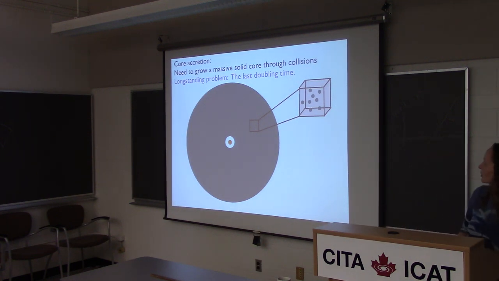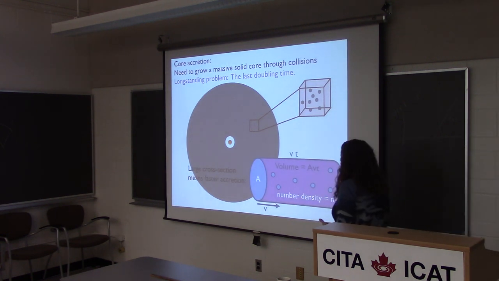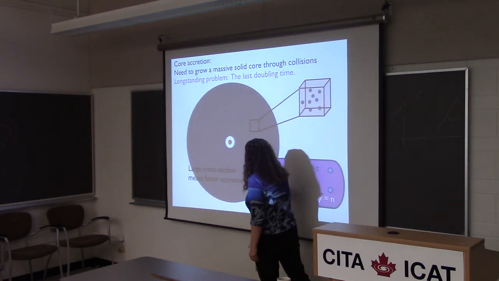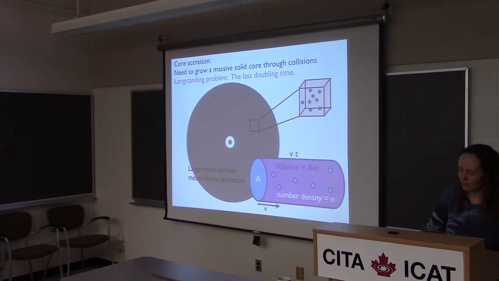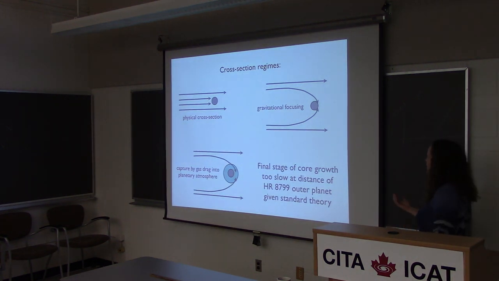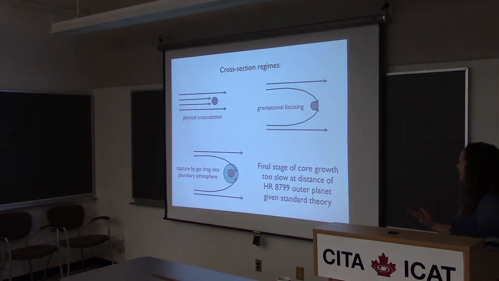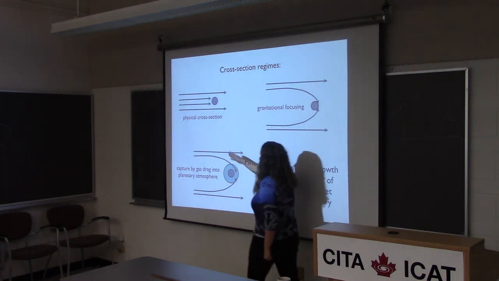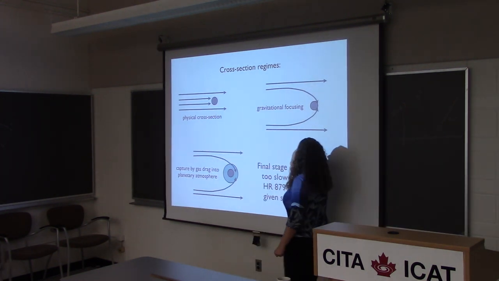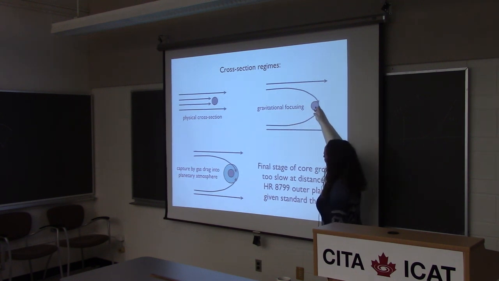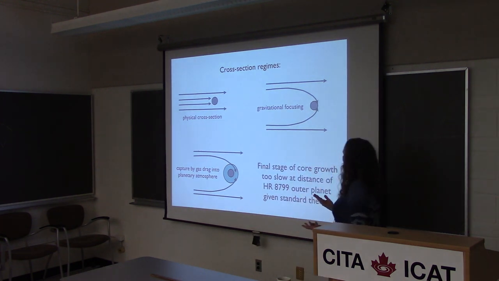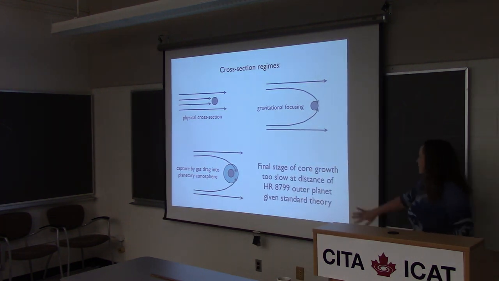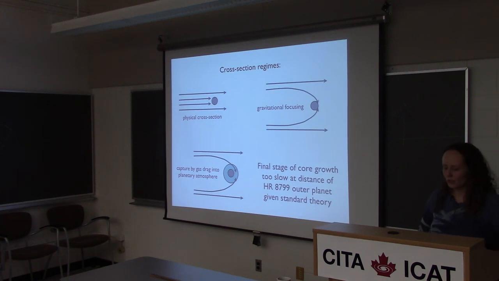So if you're growing a massive solid core through collisions, you have this long-standing problem of the last doubling time. What I'm about to argue is that if you can increase the cross section for accretion, then you can actually get around this. So what are the cross sections for the collision process that allows core growth? Well, of course, if you have things moving fast past a core, you have some physical cross section. If they're moving more slowly, you get gravitational focusing. If you get capture by gas drag into a planetary atmosphere, then you can increase your cross section. But none of these are enough. You still have too slow growth.